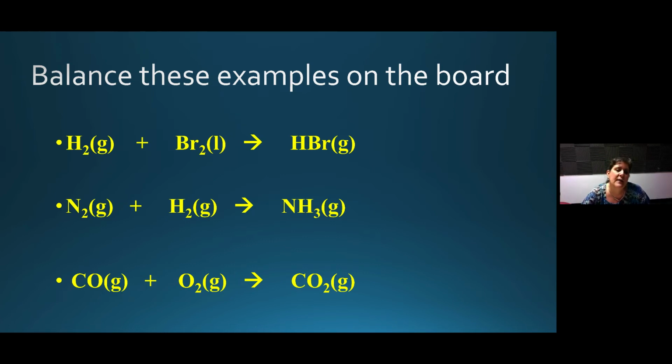What can we do to fix that? If you said put a 2 in front of HBr, you're correct. If you put a 2 in front of HBr, it goes to the whole thing, HBr. So then we have 2 H's and 2 Br's. So that's what we do. Now I want you to pause this video and try to balance the remaining 2 reactions. So pause now.